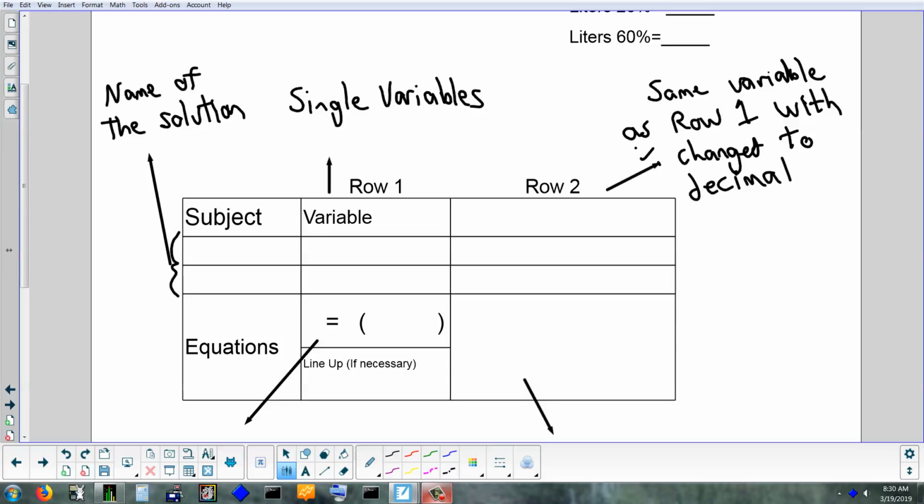Is it a 20% solution? Is it a 50% solution? Is it a 35% solution? Like Mr. Hager talked about, we're going to make that percent a decimal, so 0.50, then whatever variable we used here will be attached to that number. So if it was a 35% solution, 0.35x, if we used x as a single variable for the row 1 stuff. All right.